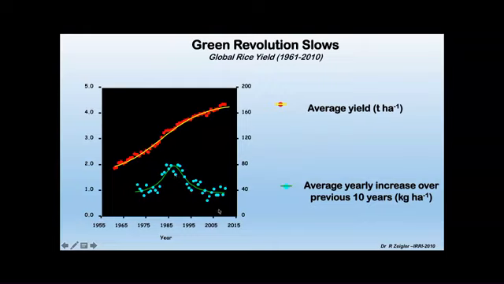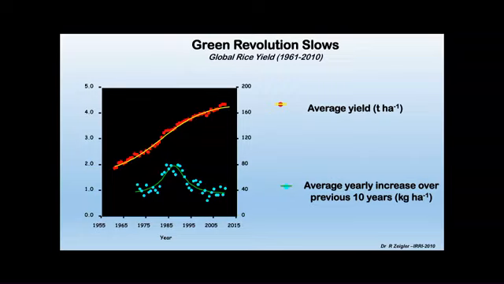And you can see in the bottom graph the average yearly increase over the previous 10 years. For the period from about 85 to 95, every year the yield of rice would increase by something like 80 kilograms per hectare. It's a big increase. But what has happened since then, through to 2015, is that it has relaxed back to what it was before the Green Revolution. So the productivity increases that we were getting in the Green Revolution have declined.